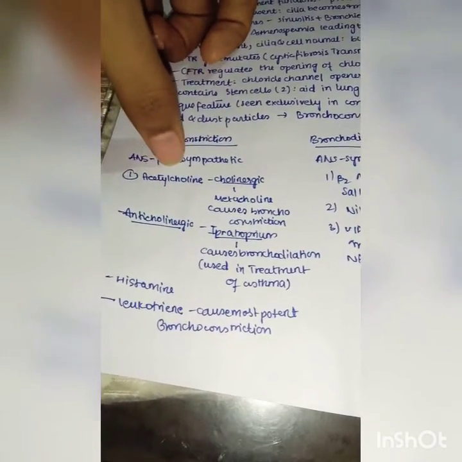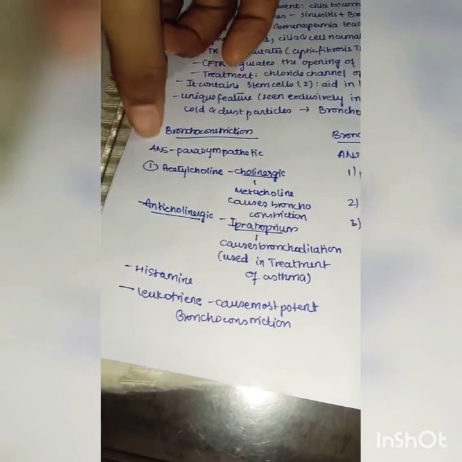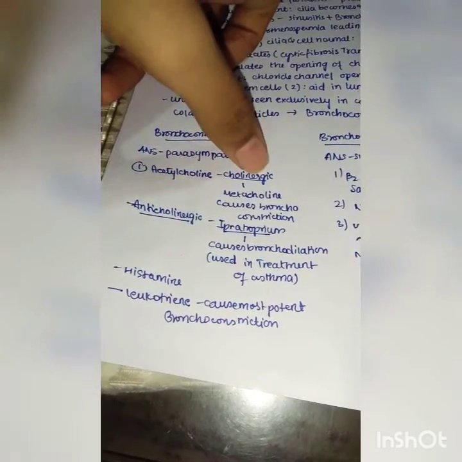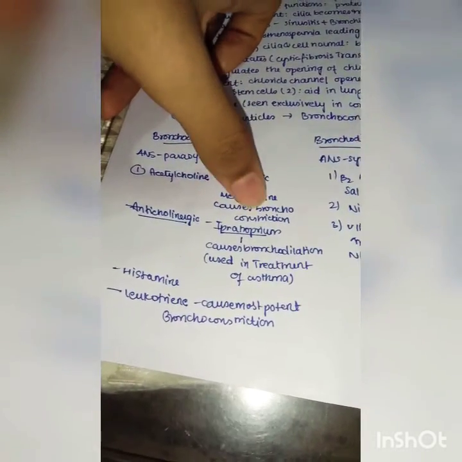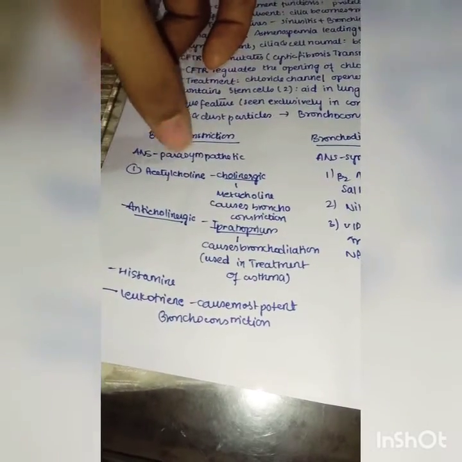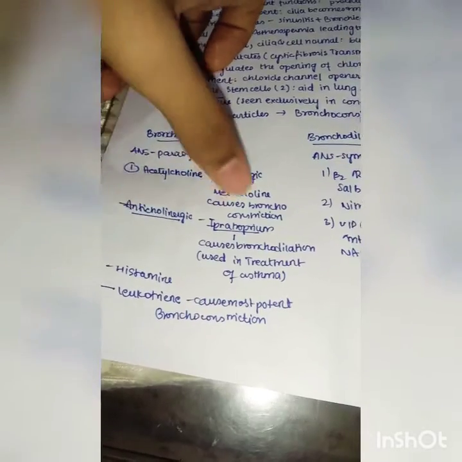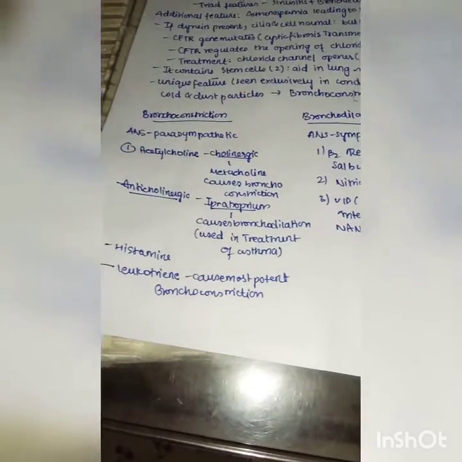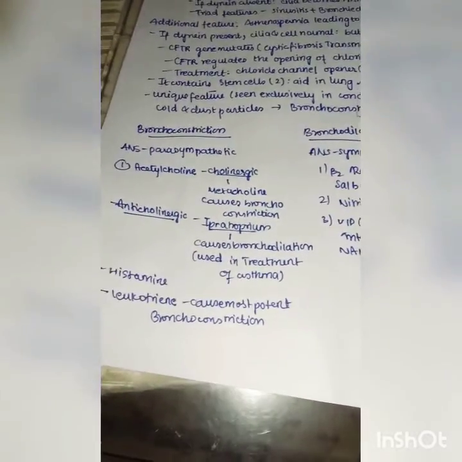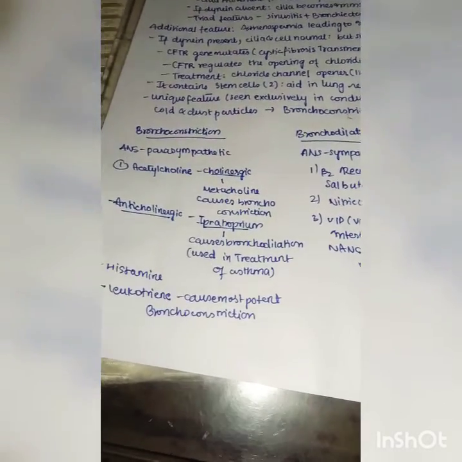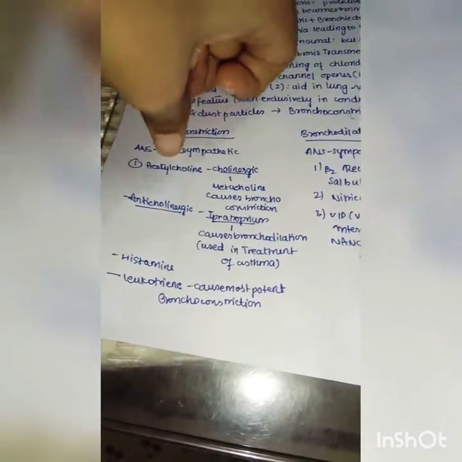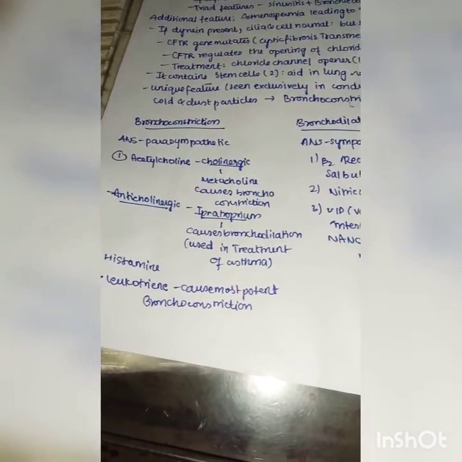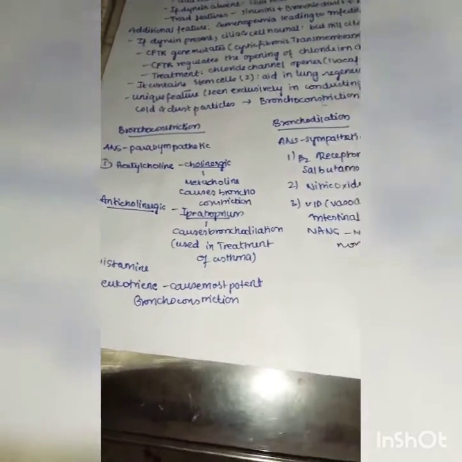Bronchoconstriction is done by the parasympathetic nervous system, mainly by releasing acetylcholine. Acetylcholine, we know, is cholinergic. Methacholine also causes bronchoconstriction. So remember, acetylcholine from the parasympathetic causes bronchoconstriction, and an anticholinergic like ipratropium causes bronchodilation and is used in the treatment of asthma. What is the cause behind bronchial asthma? It is bronchoconstriction, caused by the parasympathetic nervous system. So here the treatment is that we can give ipratropium.